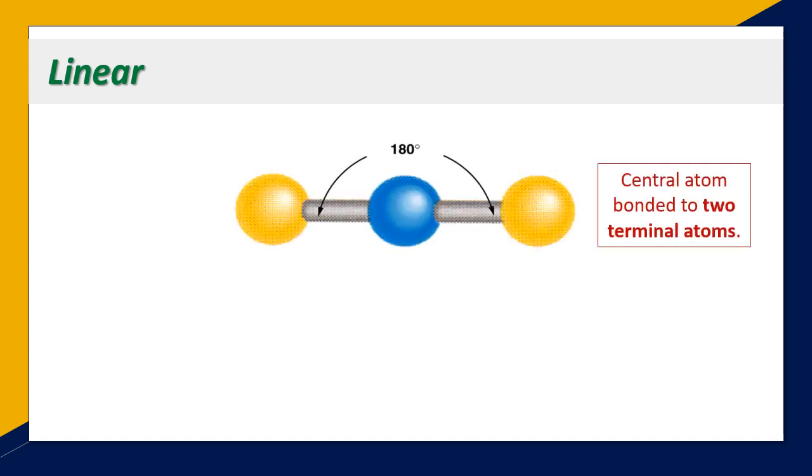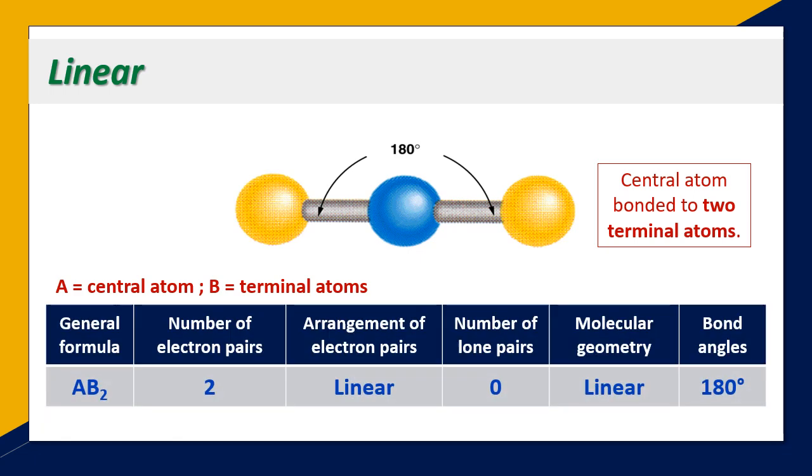For a linear shaped molecule, the central atom is bonded to 2 terminal atoms. Let's say A represents the central atom and B represents the terminal atoms. The general formula can be written as AB2, with a total of 2 electron pairs around the central atom. The arrangement of electron pairs will form a linear shape. Without the presence of lone pairs, the molecular geometry obtains a linear shape. The bond angle between the bond pairs is 180 degrees.